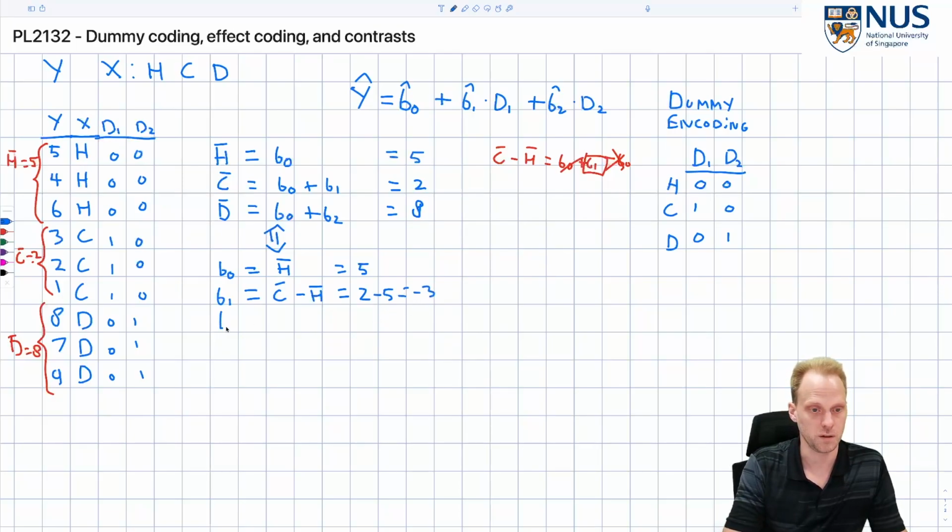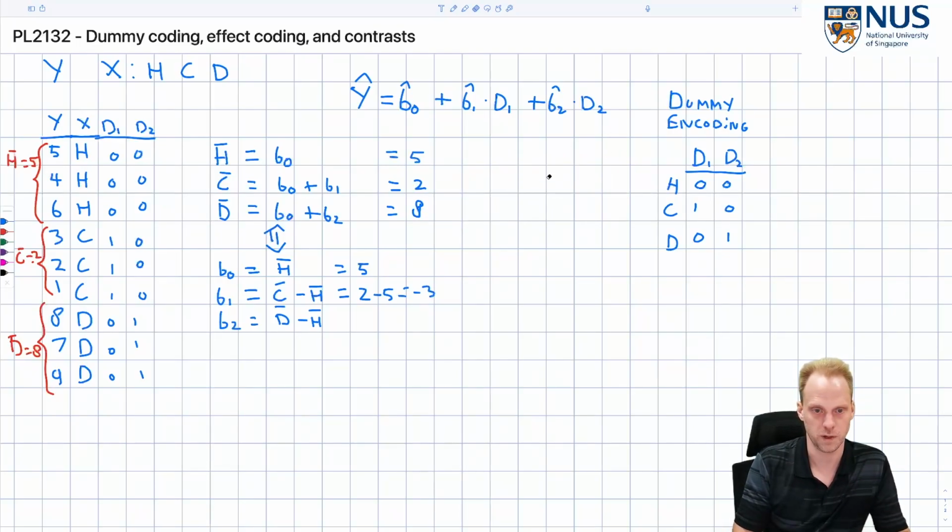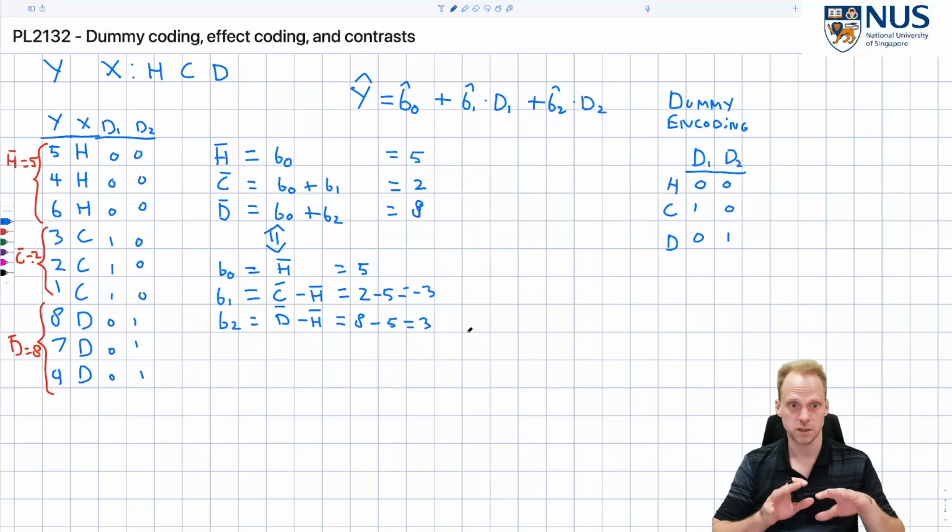Now I can do the same thing for B2. So that's the difference between dogs and hamsters, if we derive it in the same way. Let me remove this here to make sure it's cleaner. If we derive it in the same way, we would get 8 minus 5 equals 3. If you enter this data in JASP and you run this multiple regression model, you should get these parameter estimates.